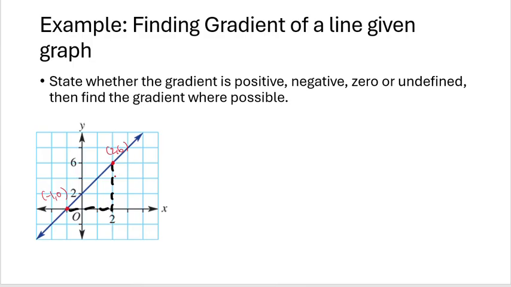So as I can see here, my rise is 4. My run is going to be negative 1. So it starts from negative 1, goes all the way to positive 2, 1, 2, 3. So it's 3. And because my graph is a positive gradient, I can just write confidently m equals rise over run, 6 over 3, which equals 2.